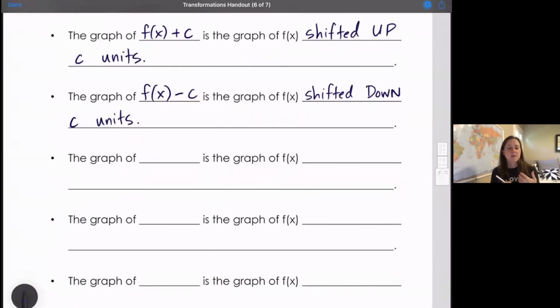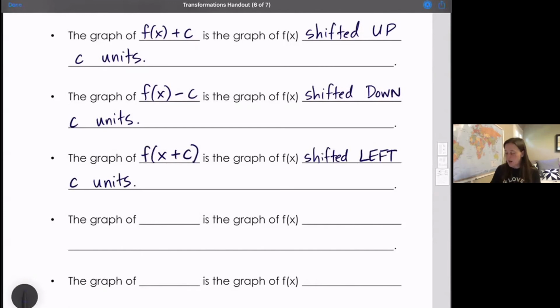So this is going to be the graph of f of x plus c inside the parentheses. So this is like adding inside the absolute value bars, or adding inside the square, or adding underneath the square root symbol. So it's wherever the inside of your function is. If we add, we found that that shifted the graph to the left. So this is going to be shifted left, c units, however many you added.